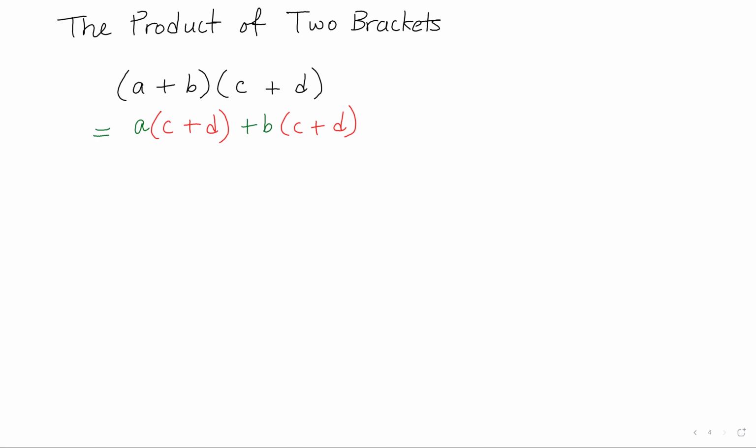So this would end up being A times C, which is AC, plus A times D, which is AD, and then B times C, that's BC, plus B times D, which is BD, right? You can do it like that, or you can go directly from the first line straight to this third line. Let me show you how.